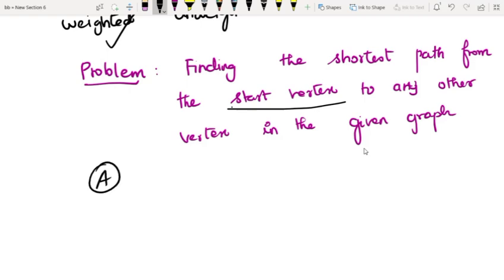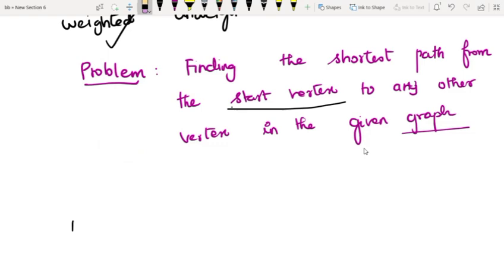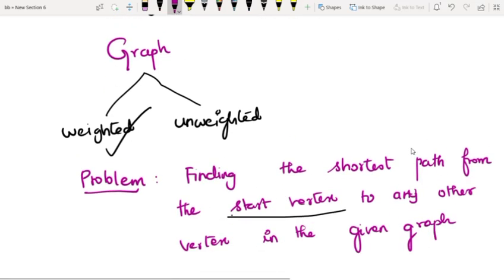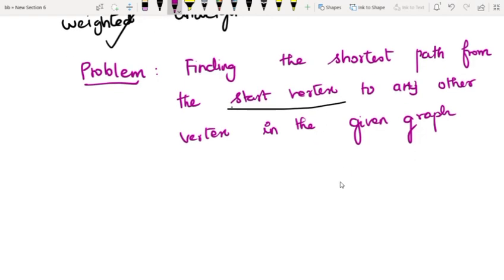Say for example, let's assume that this is a binary tree. Then I'll start traversing the tree only from A, right? Because this is the root node. There is something called a root node for a tree. But for a graph, do I have any root node or any starting vertex? No, right? For a graph, I do not have any starting vertex. But I have to assume one in order to apply Dijkstra's algorithm. You can assume any vertex as your starting vertex.